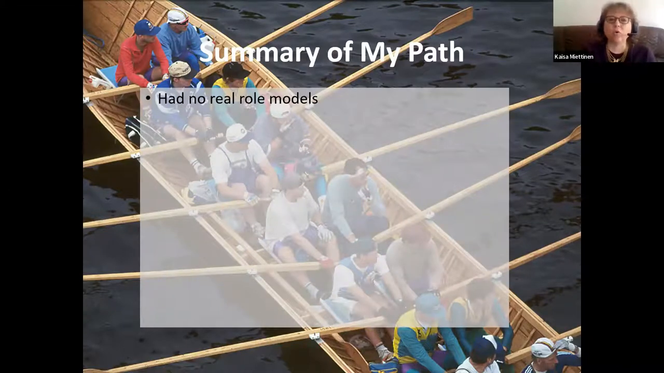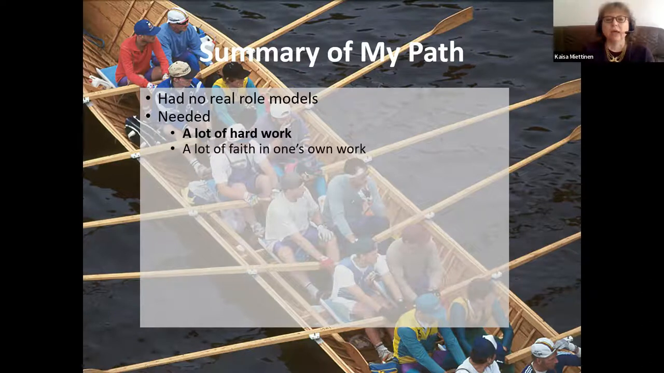Even though I had no role models, I was willing to work hard, and in many cases it has been rewarded. But of course, as in life in general, but also for a researcher, there will always be some disappointments coming along the way, and it matters that one has a lot of faith in one's own work, because if one doesn't have faith in one's own work, it is very hard to convince others.